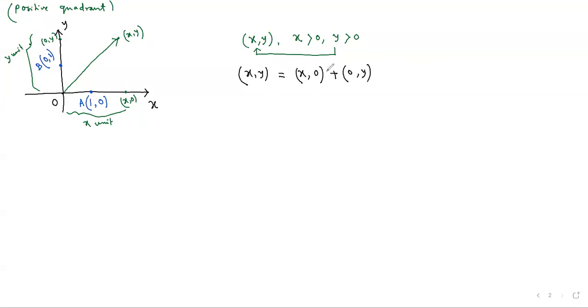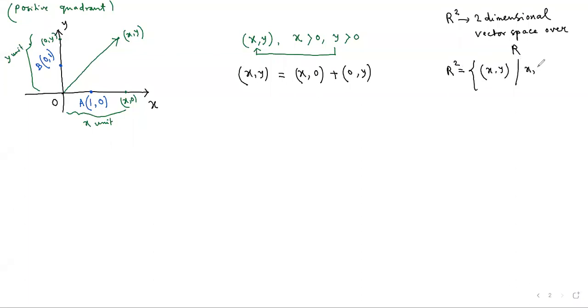Because we know that R2 is a two-dimensional vector space over R. Why is it so? Because Rn is an n-dimensional vector space over R. So R2 is a two-dimensional vector space over R, and R2 is actually the collection of all ordered pairs (x, y) where x and y are real numbers, or they are chosen from R. So this is the set on which the two-dimensional coordinate plane occurs.